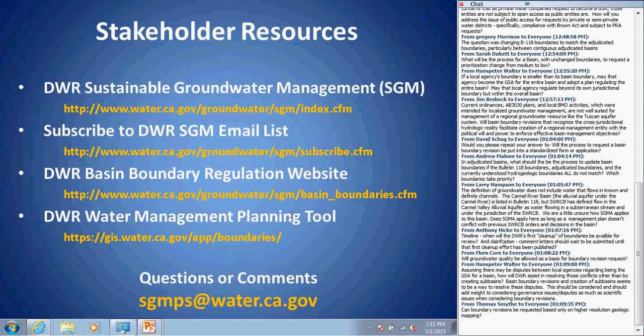Yep. So, with respect to the Act, DWR does not have any authority with respect to governance formation. I'll say it again. In those high and medium priority groundwater basins, a single GSA or multiple GSAs need to be formed that cover the entire part of the basin. Yes, this comment assumes there's going to be disputes between local agencies regarding GSA formation.